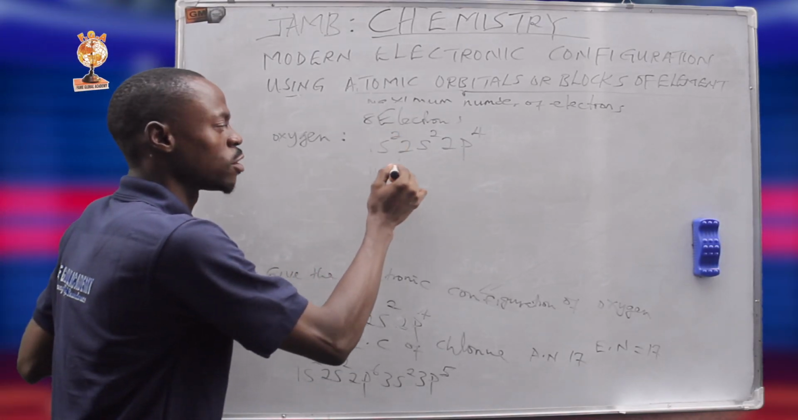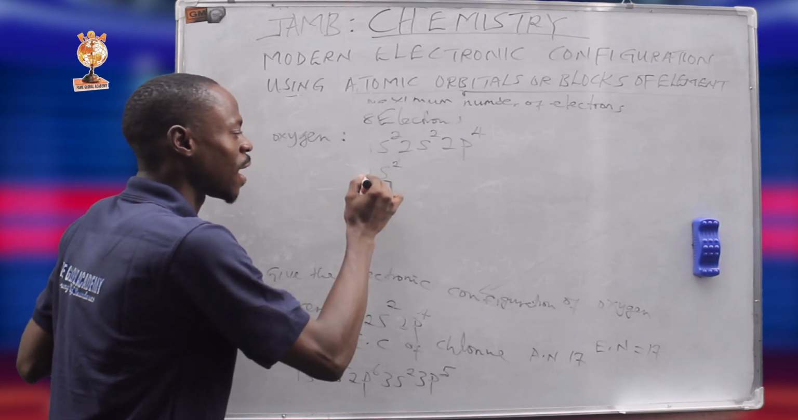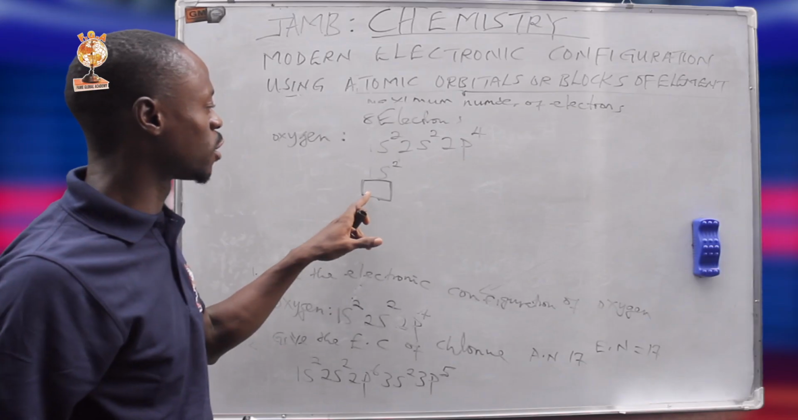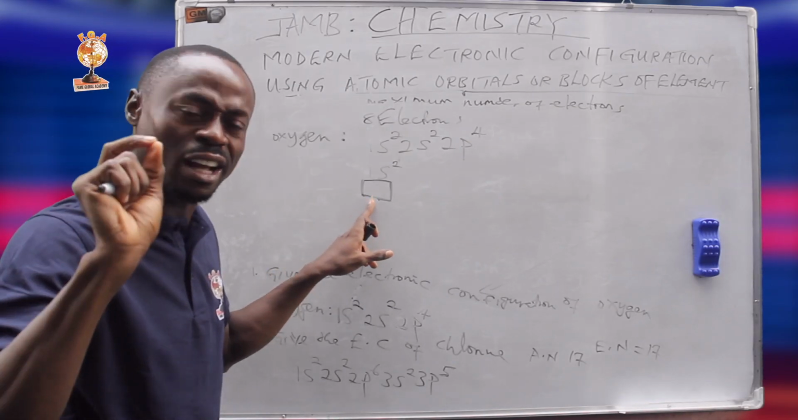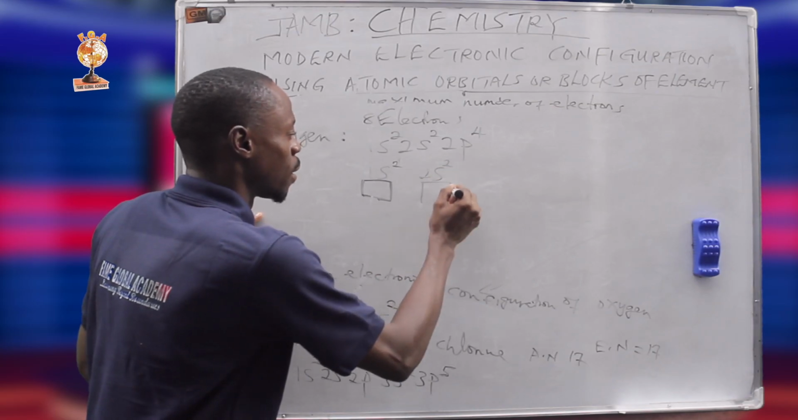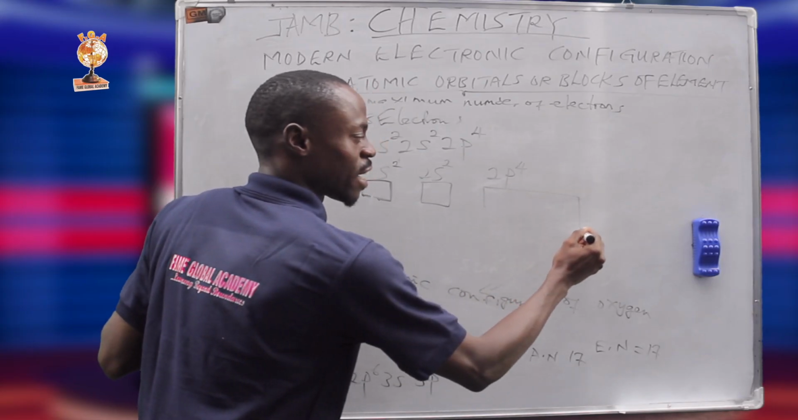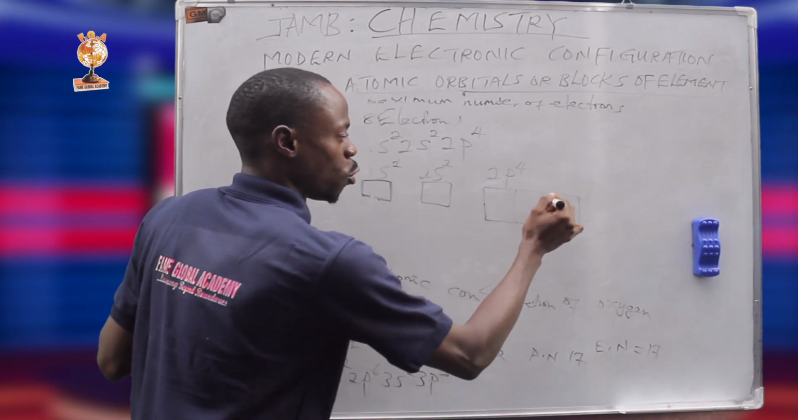This is 1s2. Now, this orbital cannot take more than 2 electrons. Each orbital cannot take more than 2 electrons. I'll show you what that means. Then we have 2p4. 2p4 has 3 suborbitals or sub-shells.